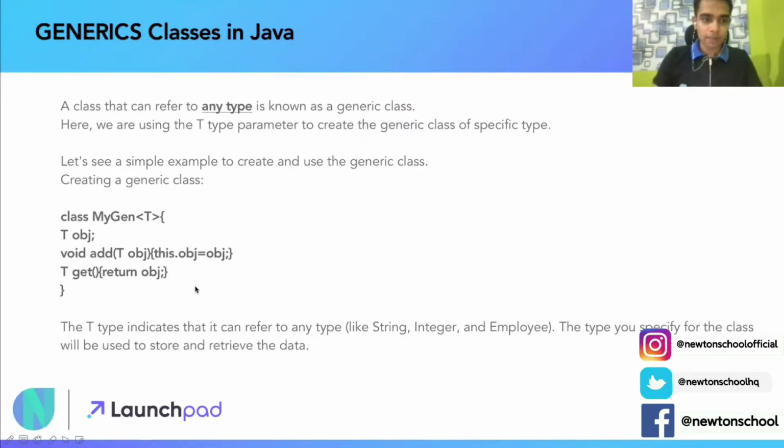If you see in this example, I created a class named MyGen<T>. T is a type parameter. So I create an object of type T and I create a void add function. In this, I am using a setter to set the value of the object, and then I am returning that object. The T type here indicates that it can refer to any type. It can be string, integer, or even a user custom defined type. The type you specify for the class will be used to store and retrieve the data. That's it about generic classes. For generic classes, basically, you can refer to any type using a simple template.